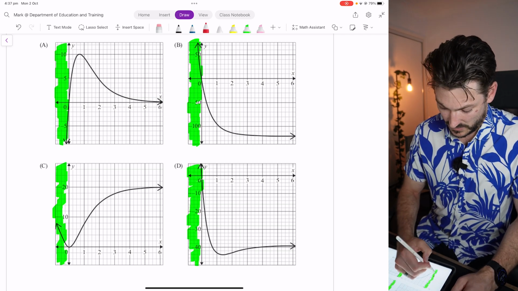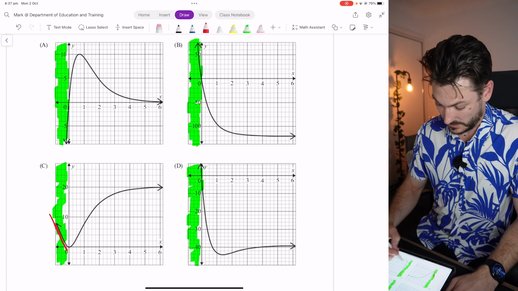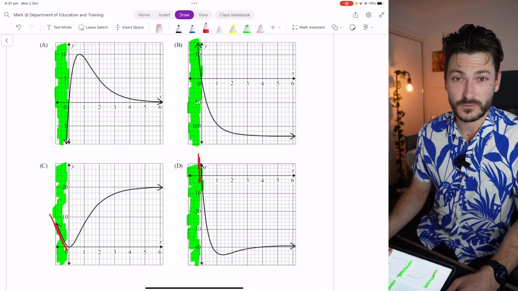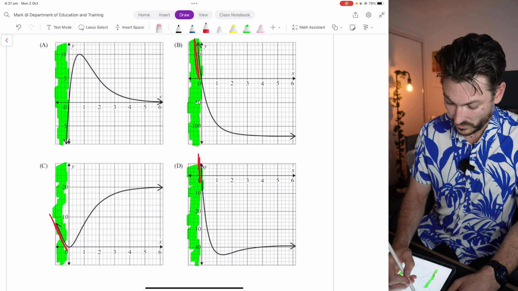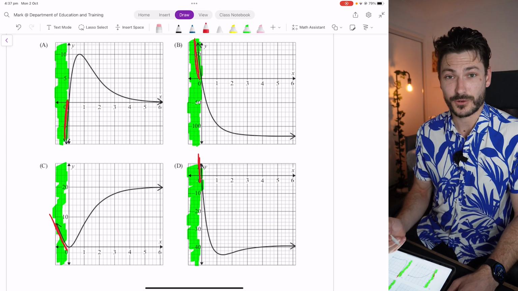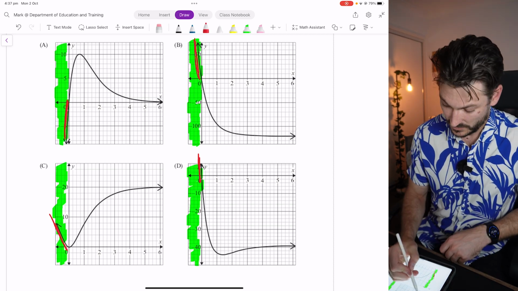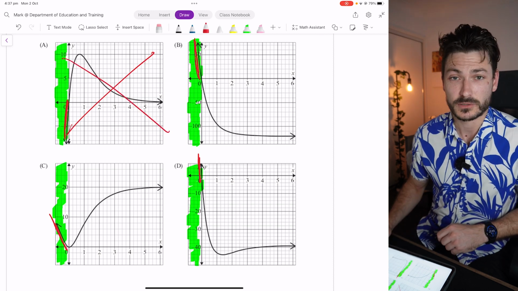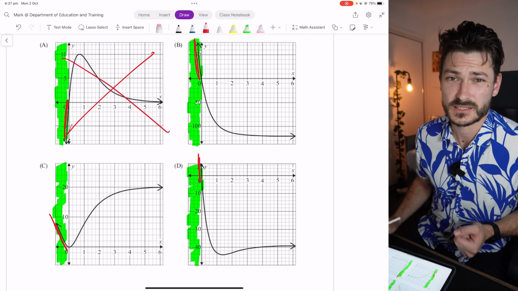So this one, C, has a negative gradient, so that's okay. D appears to have a negative gradient, that's okay. B does as well. Notice that A, though, in that green region, has a positive gradient. We can rule out A as an option. Okay, back to the calculator, let's analyze a bit more.